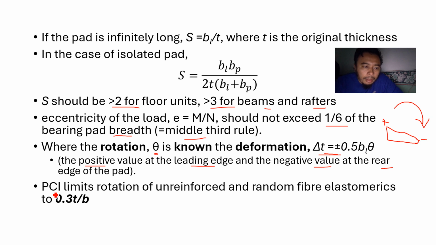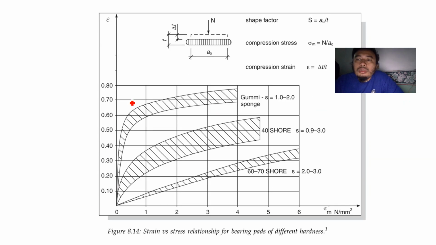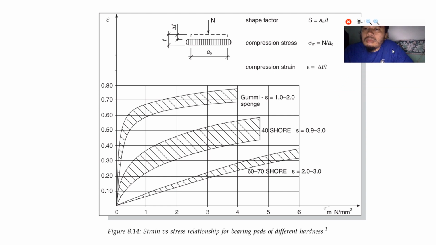So Precast Concrete Institute PCI limits rotation of unreinforced and random fiber elastomerics to be 0.3 times thickness divided by breadth. So this is the graph for three types of bearing pads. We have gummy sponge here, and then bearing pads with 40 shore, and then bearing pads for 60 to 70 shore.